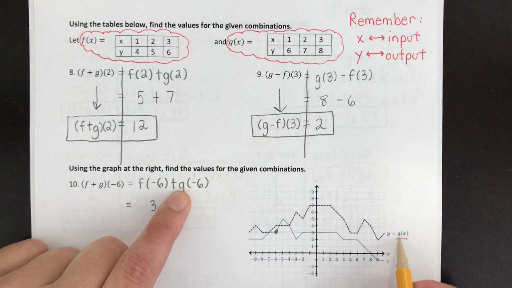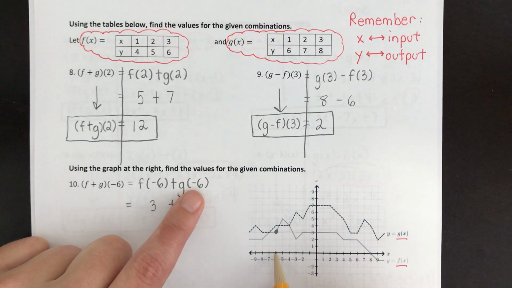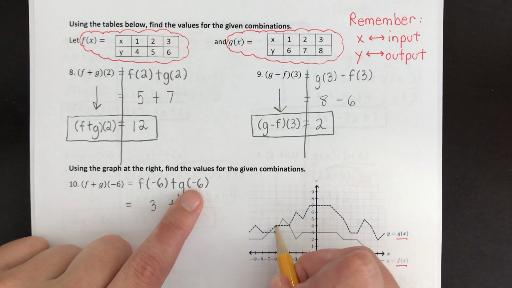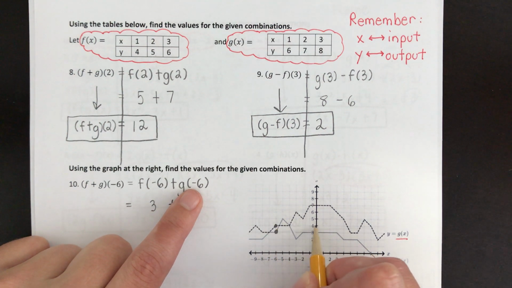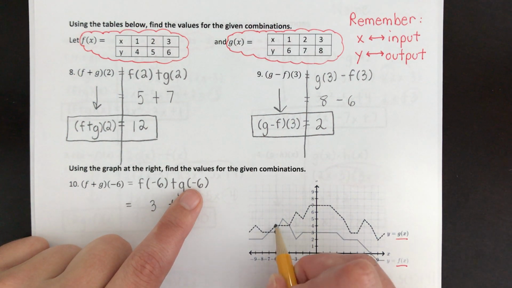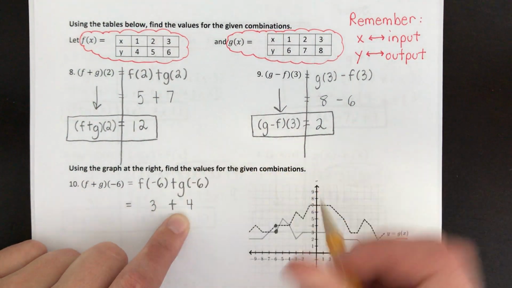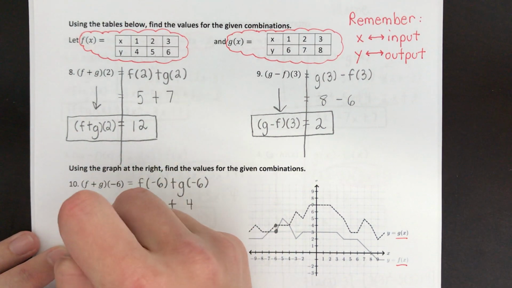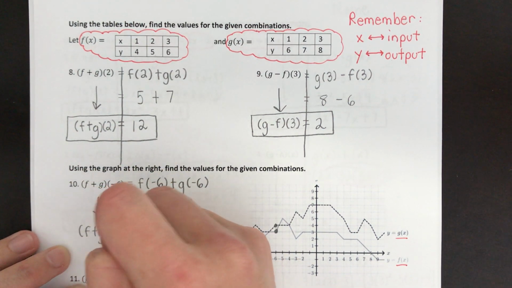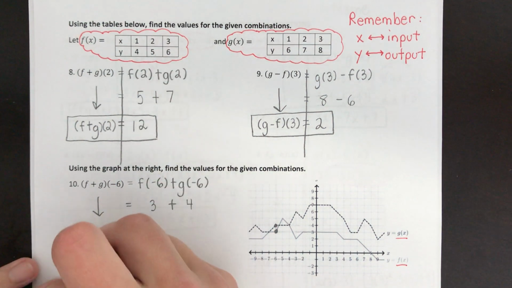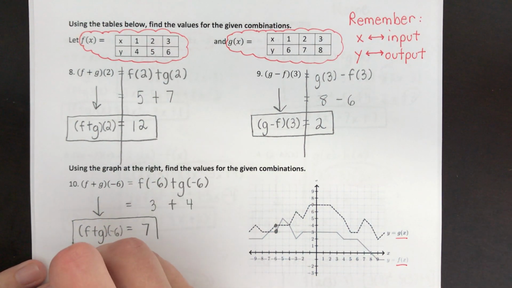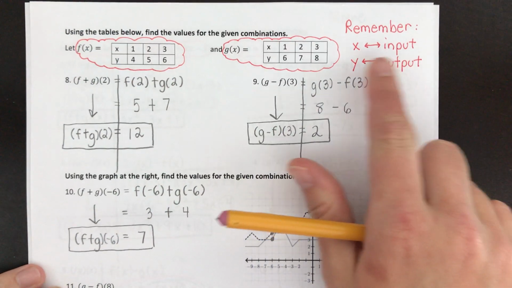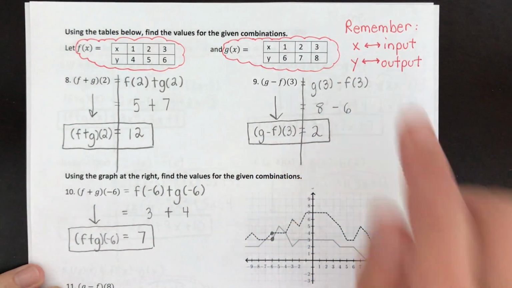Now we're looking at the g graph. Now we're looking at the dashed graph. Okay, so my input is negative 6 still. All right, so x value is negative 6, and I want the dashed graph, so that's this one. What's my output? So that ordered pair is negative 6, positive 4, so my output is 4. The y value is 4 there. Okay, 3 plus 4 is 7. You're done. So you're being given the x values, and you're trying to find the y values. You're given the input, and you're trying to find the output.